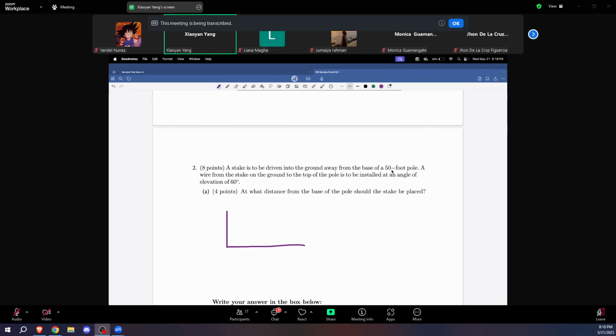This is a 15-foot pole. Then a wire goes from the ground to the top of the pole. This is the top, this is the base. This part is okay, right? So the wire connects them. This is like elevation. What's elevation? Elevation is measured from the horizontal. You look up to the sun level. From here, that's your eye level. You look up, see the sun. That means the elevation angle is here. This elevation is 60 degrees.